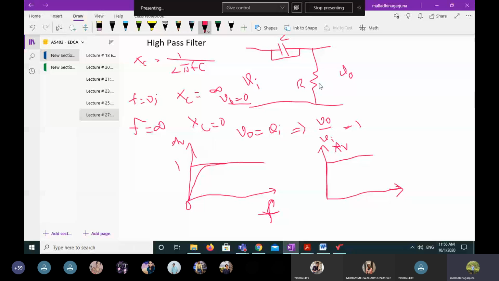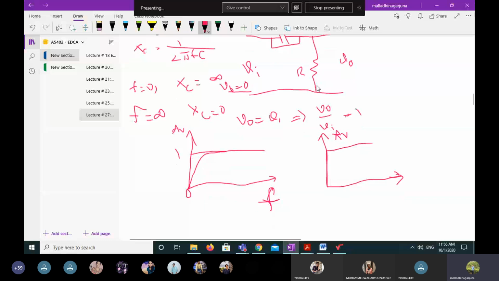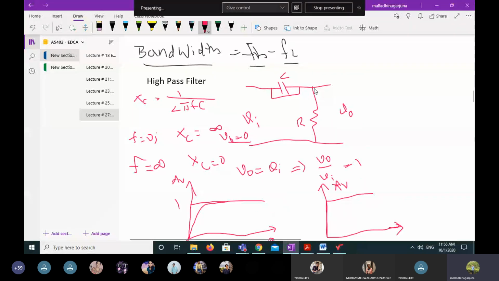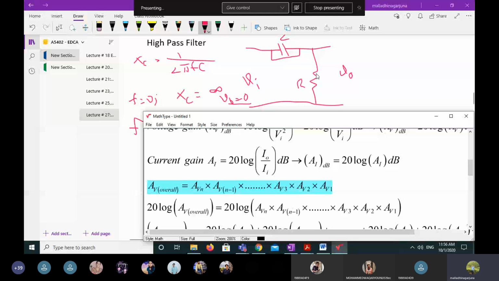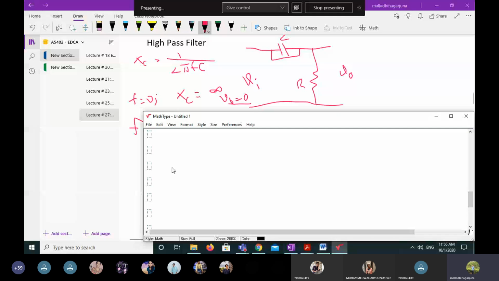Okay, so for this circuit, I'm writing V naught equal to R divided by R plus XC into Vi. Am I right? R by R plus XC. XC is nothing but the reactance of the capacitor.